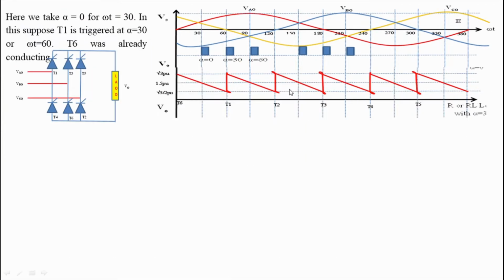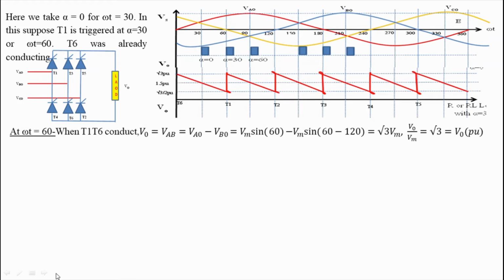Now we will see the circuit operation for alpha equals 30 degree. Now when alpha is 30 degree, omega t equals 30 plus 30, that is 60 degree, because we take alpha equals 0 for omega t equals 30 degree. Again assume that thyristor T6 was already conducting, and I already told you how to decide the triggering sequence of thyristors in my previous slide. So using all these concepts, at omega t equals 60 degree, we will trigger one thyristor.